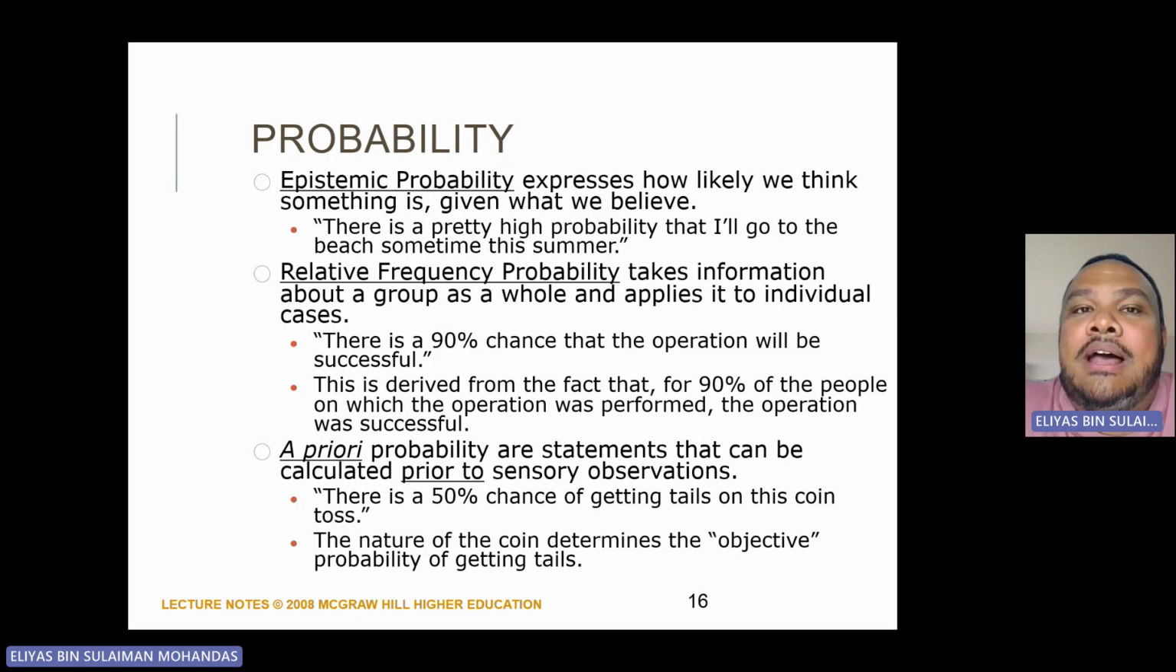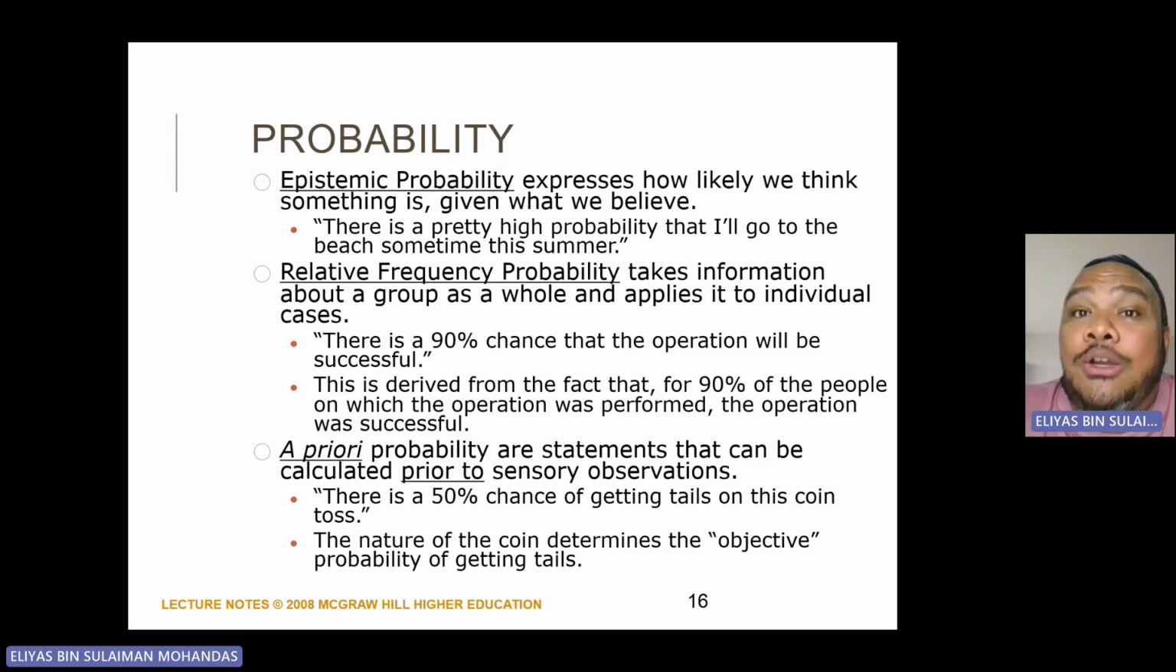Another type of argument falls under inductive argument. There are three types. We call the first epistemic probability, which expresses how likely we think something is, given what we believe. So there is a pretty high probability that I'll go to the beach sometime this summer, because whenever it is summer, we go to the beach. Or it looks like raining, so that means I will be using the umbrella. That is epistemic probability. Because it's raining, given that understanding, we'll use the umbrella.